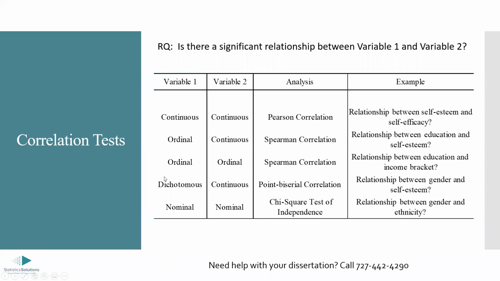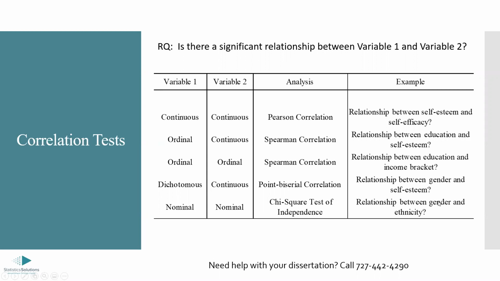So an example of this, what's a dichotomous variable? A dichotomous variable is anything that can be branched into two possibilities. Gender, if it's male and female, passing and failing of an exam. Those are considered dichotomous. So if you have a dichotomous and continuous variable, this is a good chance to use a point biserial correlation.